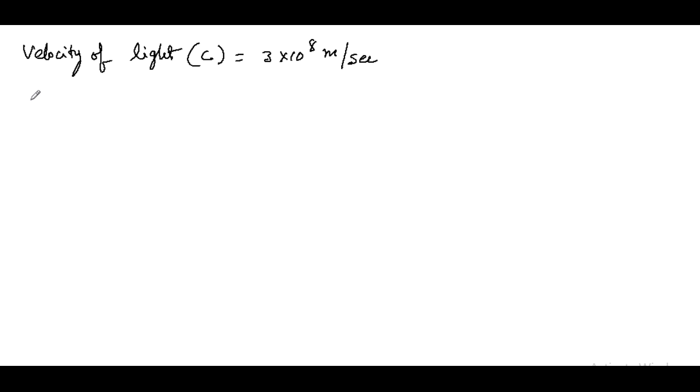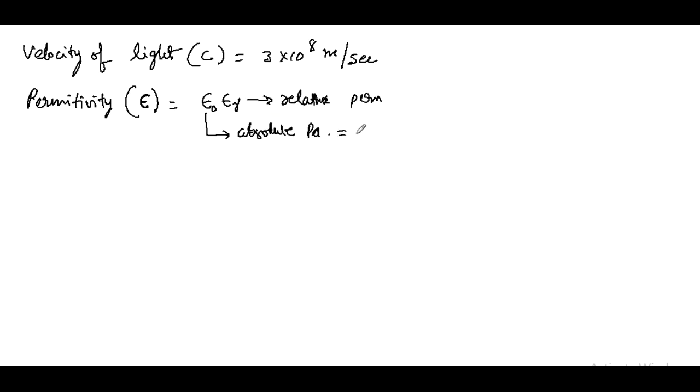And one more value is permittivity. This is also one of the standard constant parameters which is used in electric field. It is denoted as epsilon. This epsilon is equal to epsilon naught into epsilon r. Epsilon naught is absolute permittivity, and this value is a constant, a fixed value.